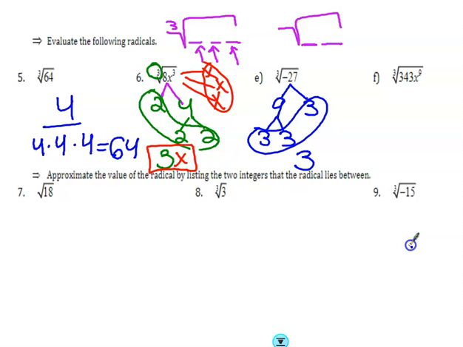Why? Oh, wait, hold on. It's a negative, so it would be negative 3 times negative 3 times negative 3, and now my final answer would be negative 3, not positive 3, because of that negative in front.